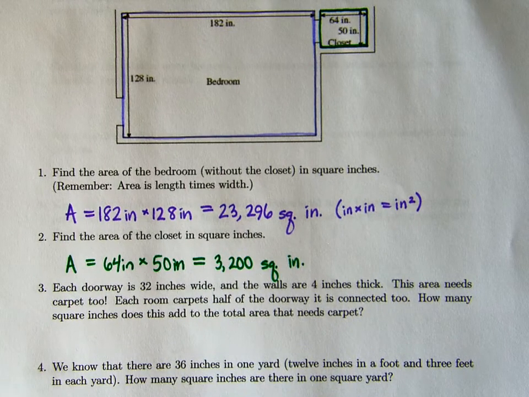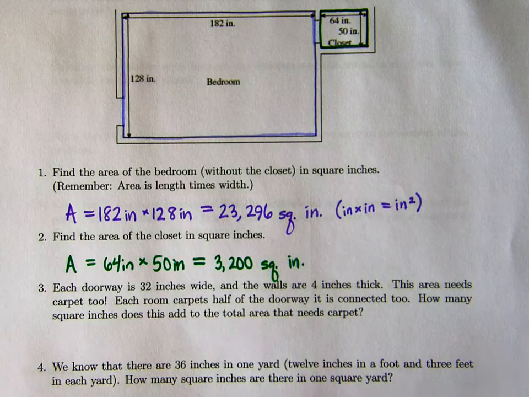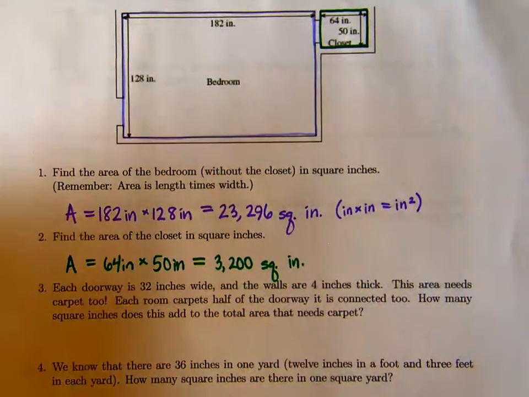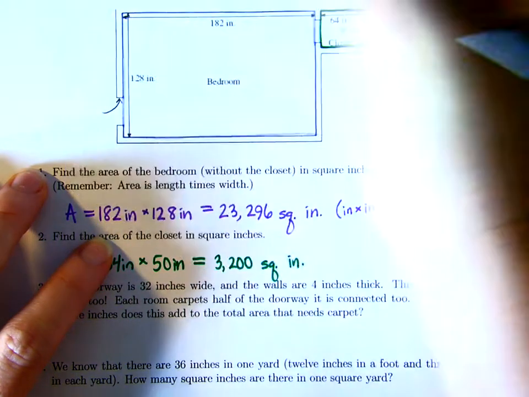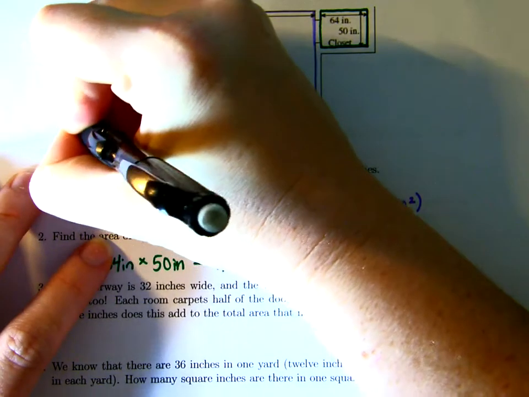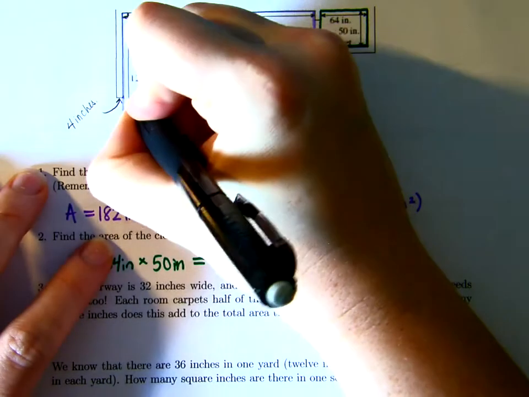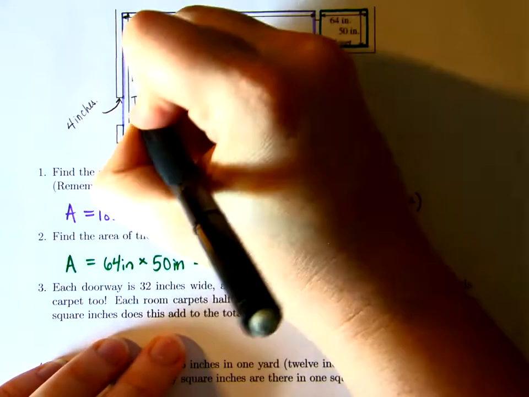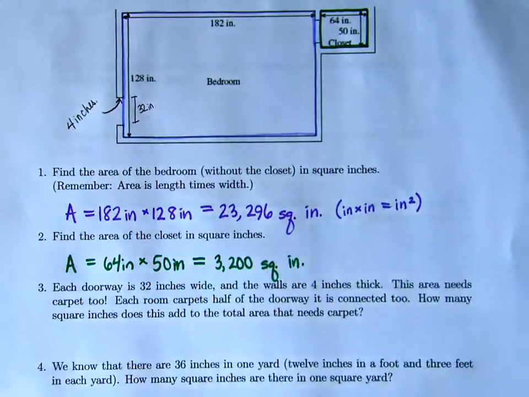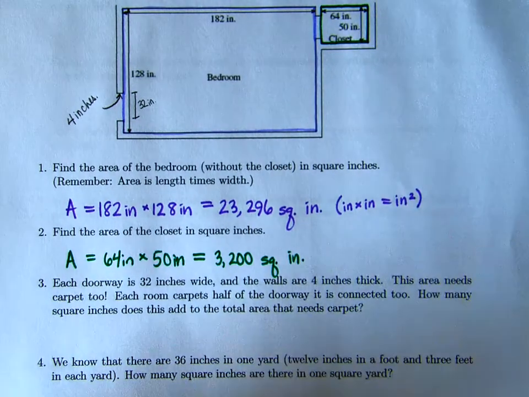Oh, speaking of which, number 3. Each doorway is 32 inches wide, and the walls are 4 inches thick. So just so that we are understanding this, that dimension right there is 4 inches. And from here to here, that is 32 inches wide. Same over here, 4 inches by 32 inches.